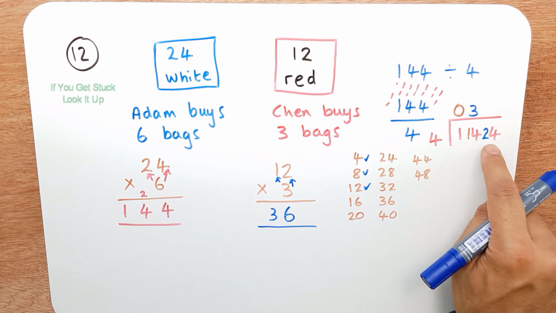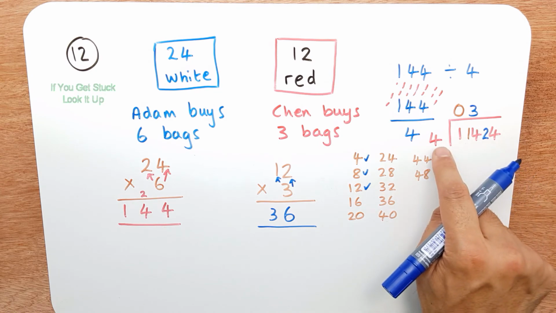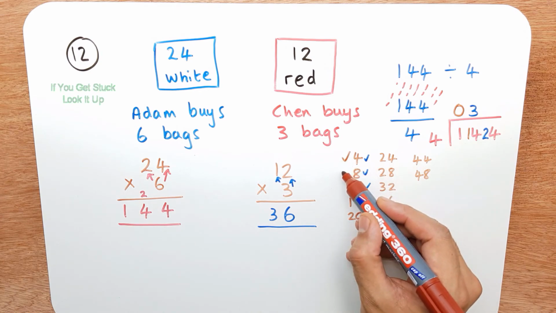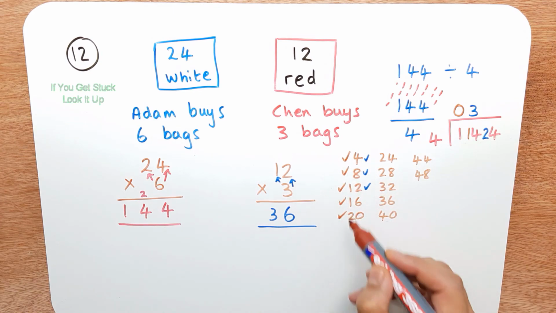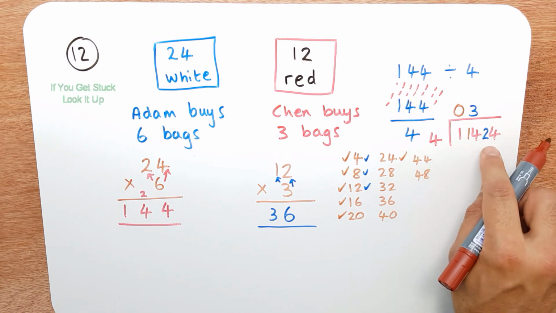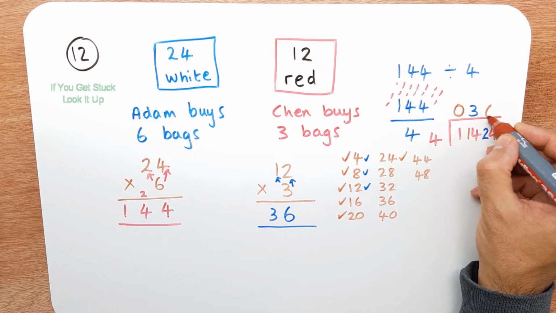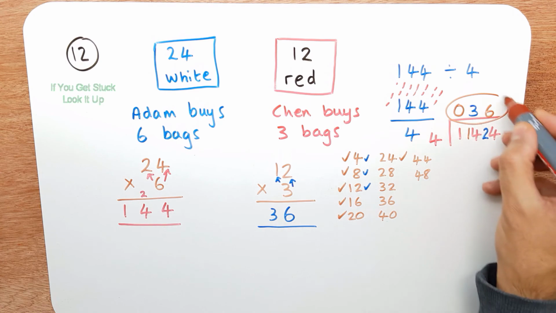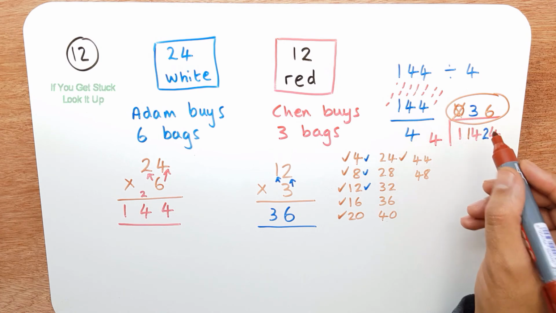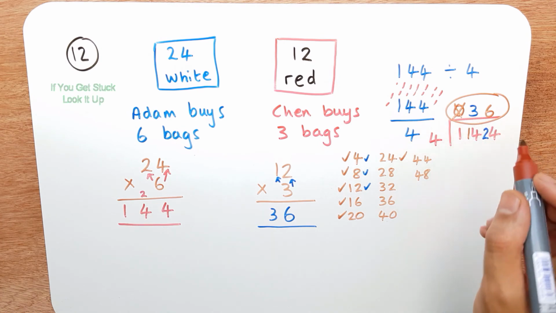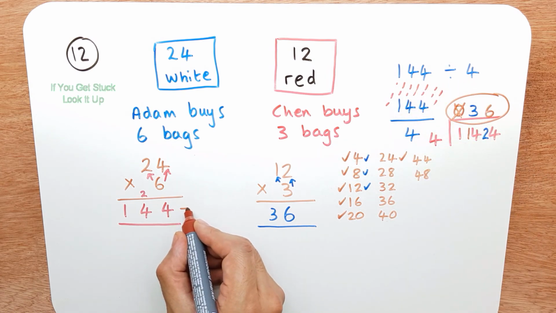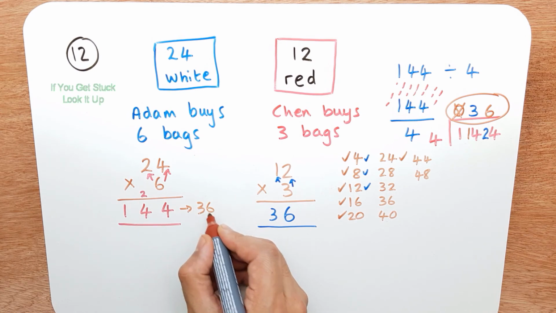There. Now I have 24 here. So how many 4s are there in 24? So let's go down here. 1, 2, 3, 4, 5, 6. So there's 6 lots of 4 in 24. So I put a 6 here. So now if you look here, that's my answer. But what did we say about leading zeros? We can cross them out. So our answer is 36. So how many 4s are there in 144? 36. So our answer here is 36.